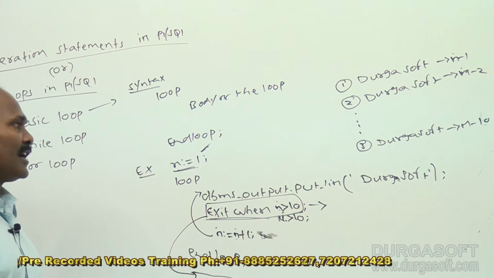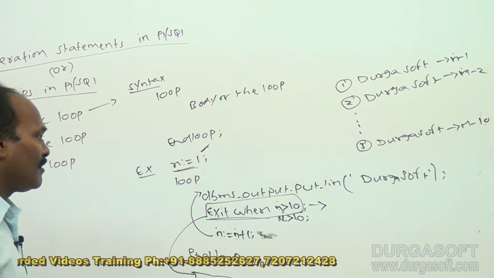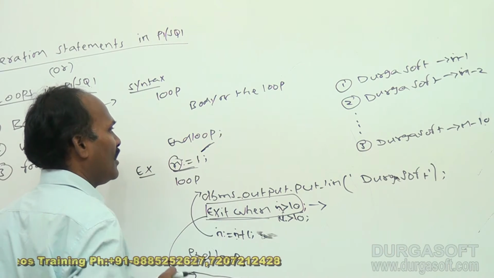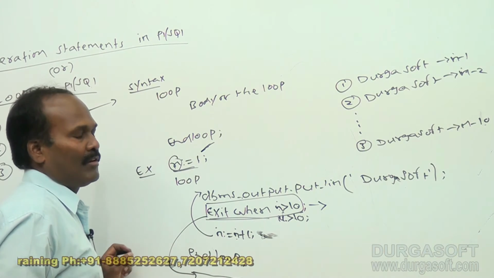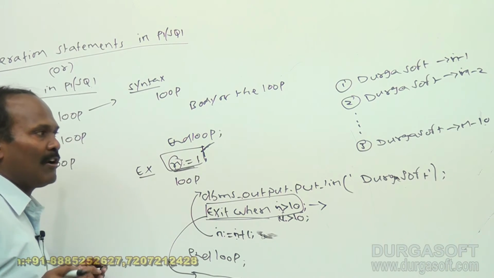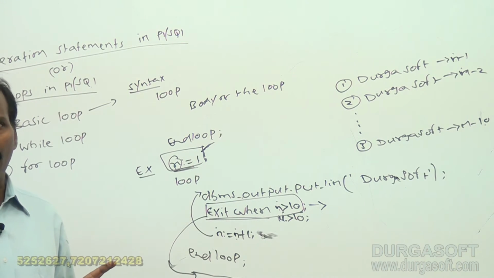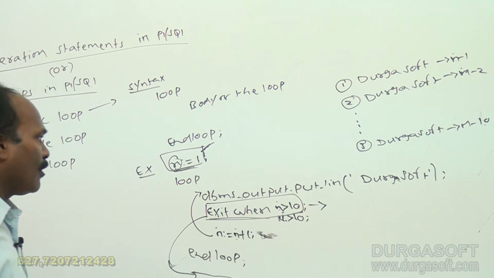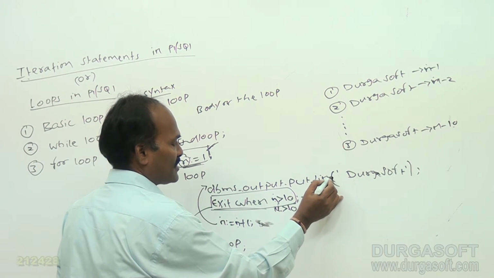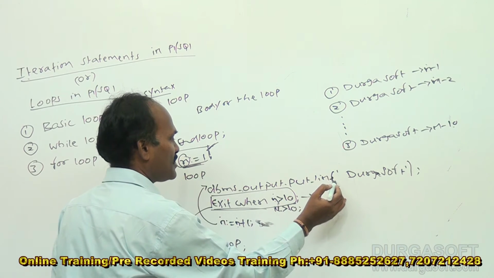So this is the mechanism of the basic loop. In any loop, for loop or while loop, we have to take one variable, n equal to 1. This is called the loop controlling variable, and it is also called the counter variable. Using this we control the activity of a loop. One more thing I have to explain. How many times is n equal to 1 executed? Only one time. And how many times will this DBMS output put line be executed? More than one time, meaning 10 times.